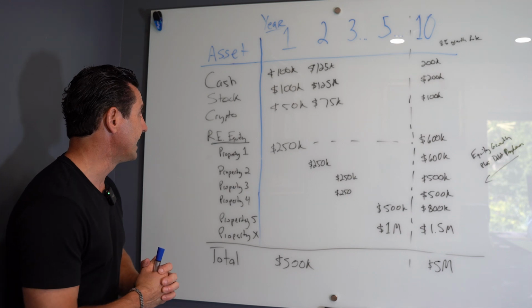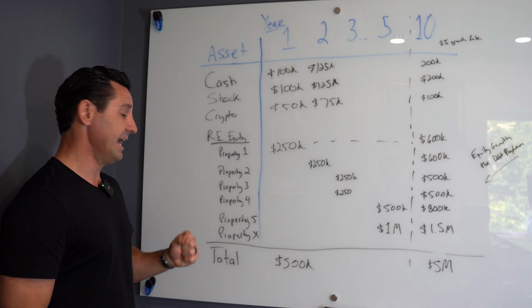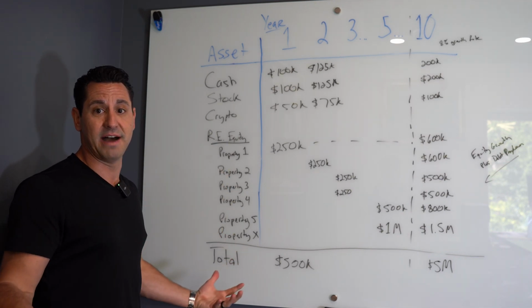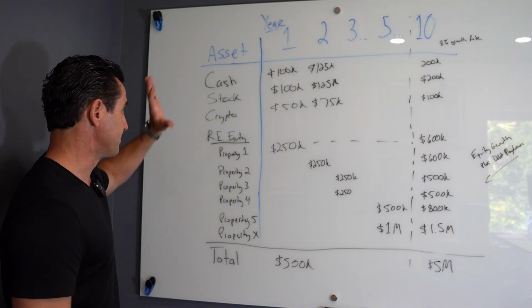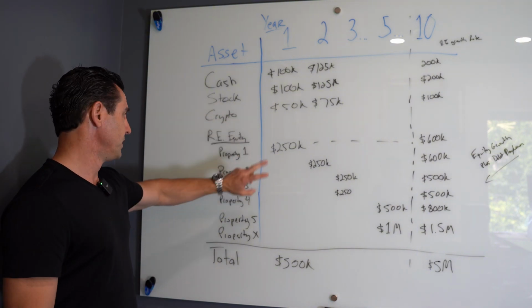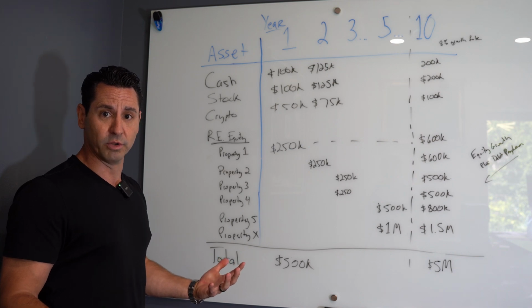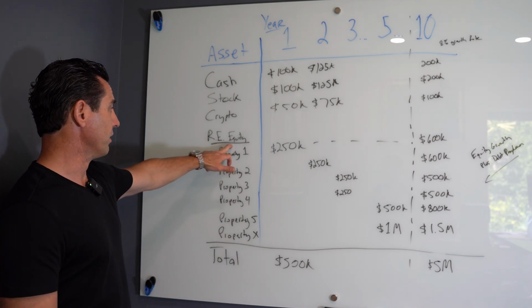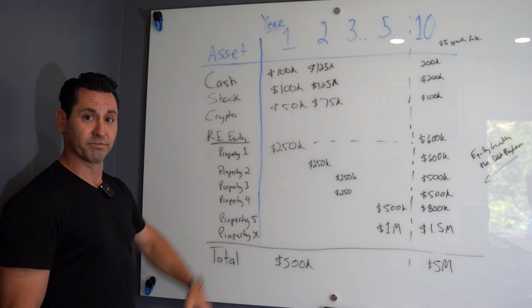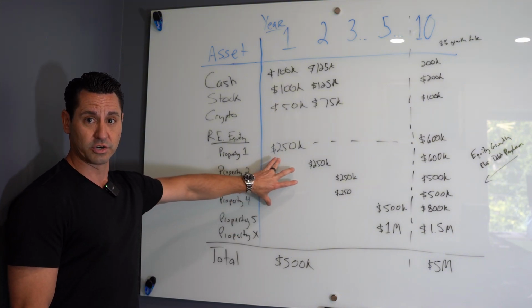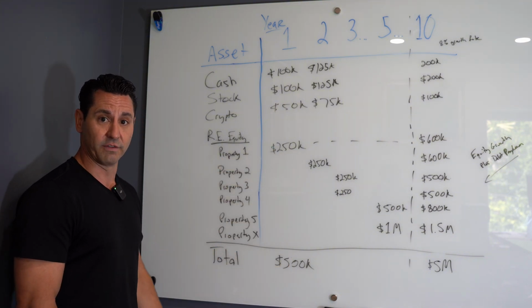So if you say, hey, guess what? Year one today, your net worth is, say, $500,000, right? You've got some cash, stock, crypto, and a small real estate portfolio. Say the equity position in your real estate portfolio is $250,000 as of right now, for a total of $500,000.